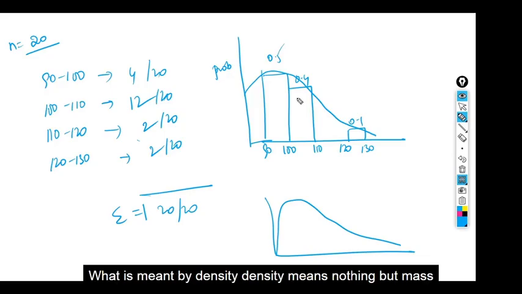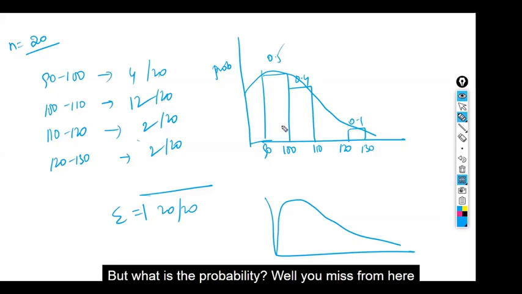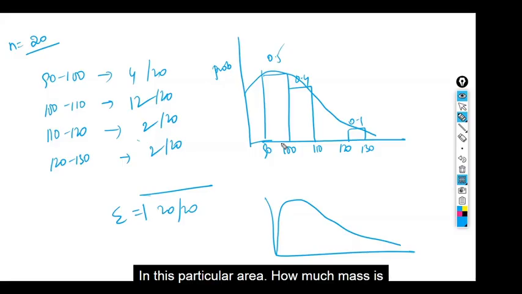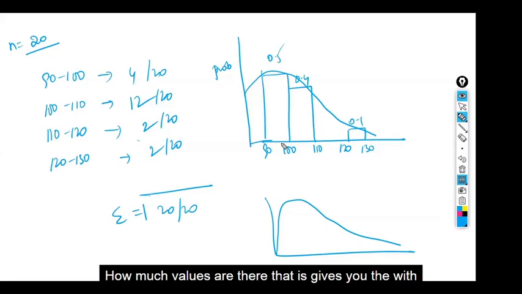Now, what is meant by density? Density means nothing but mass by volume. Here, the mass is nothing but the probability. Volume is from here to here. In this particular area, how much mass is there? Means how much probability is there? How many values are there? That is what the density curve gives you.